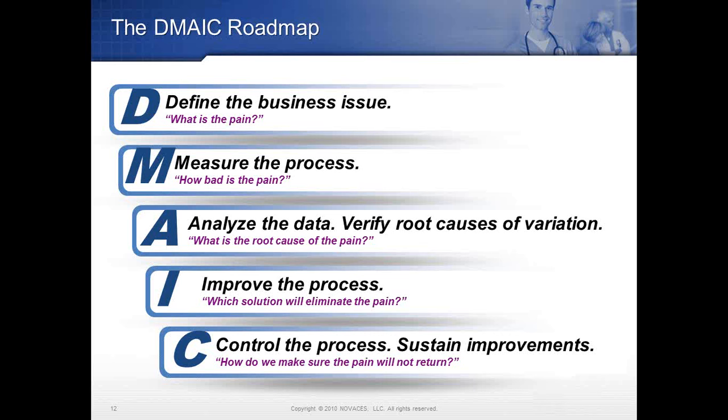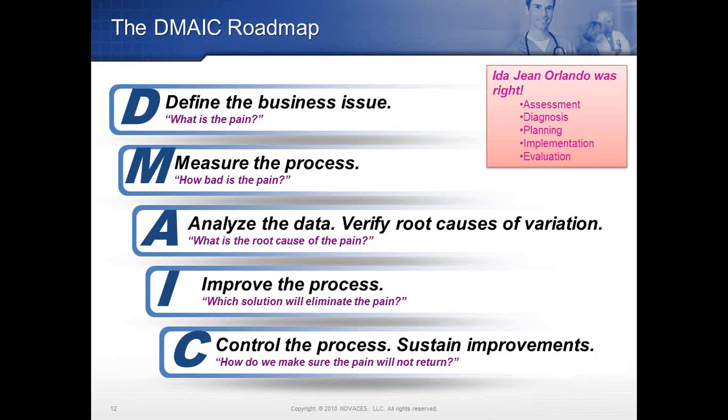Analyze. Analyze the data using statistical tools. What Six Sigma does is it takes a practical problem and translates it to a statistical problem and then takes a statistical solution and translates that to a practical solution, verifying and eliminating the root causes of variation and defects. And then improve the process. Of multiple solutions, which one is the best to eliminate this problem or this pain? And then finally, control. Sustaining improvements for the long term. How do we make sure that this problem or this pain doesn't come back? That's the roadmap for Six Sigma.